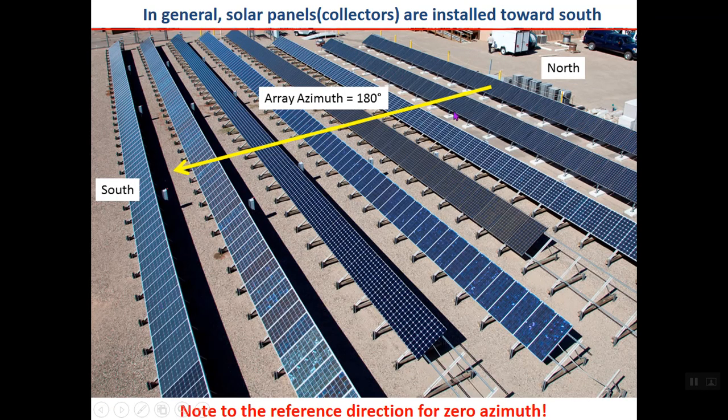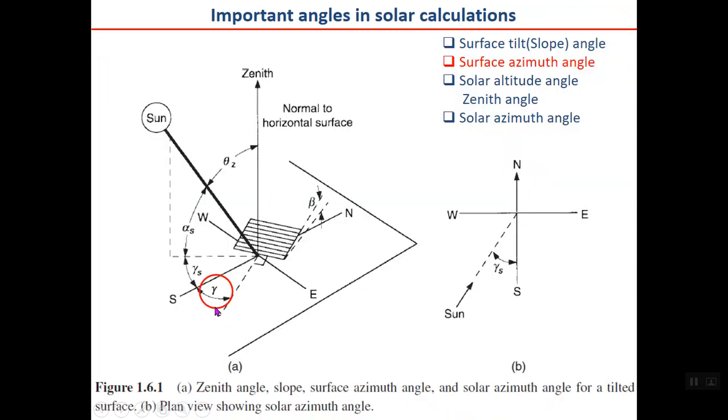And if the collectors or panels are installed directly toward the south, then the angle will be 0. Similar to the hour angle, we take morning as negative and afternoon as positive. So if we are somewhere between east and south, for example, this means that we are facing toward southeast, and in this case we take it as negative.